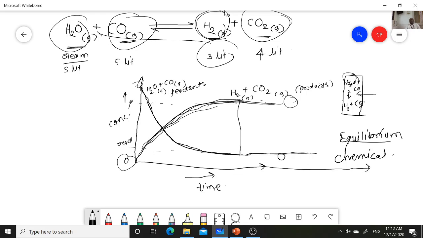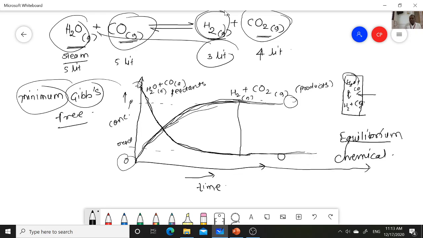Now, what we are learning in thermodynamics is how much equilibrium this reaction will form. This reaction will form the equilibrium that has the minimum Gibbs free energy. The reaction will stop where there is the minimum Gibbs free energy of the reaction. At that time the equilibrium will be attained. Whenever there is a minimum Gibbs free energy for that reaction, the reaction will reach equilibrium.